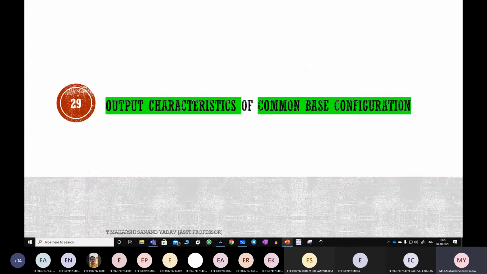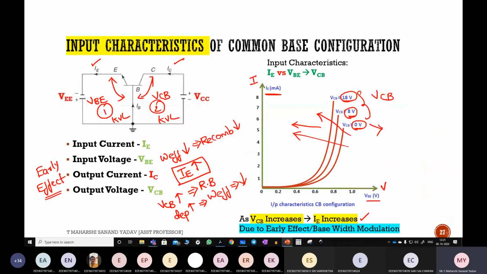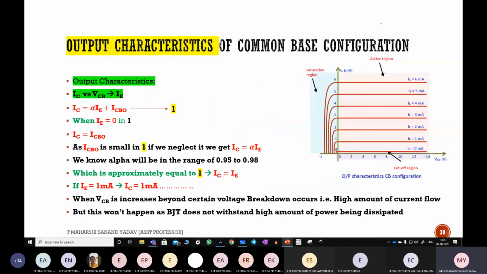Next, can anyone explain about output characteristics now? How will you plot output from this diagram? What is output current and what is output voltage? Output current is IC. VCB is output voltage, for different values of IE. Suppose if you are dealing with input, consider voltage. If you are dealing with output, consider current. So IC versus VCB for different values of IE.